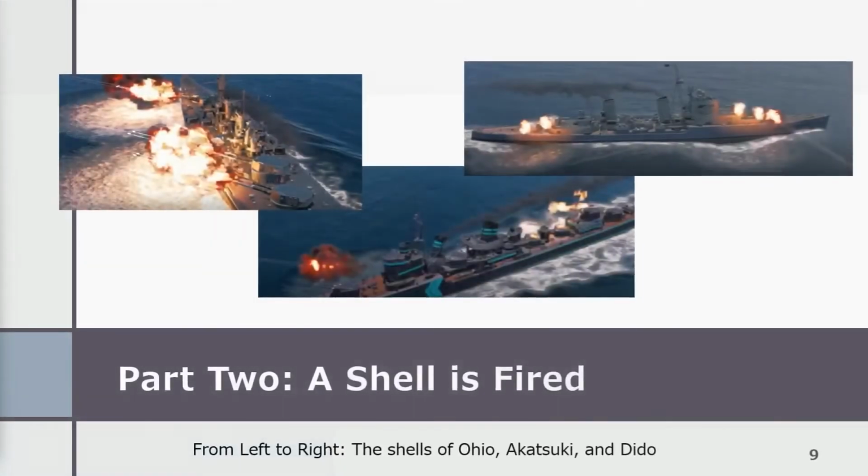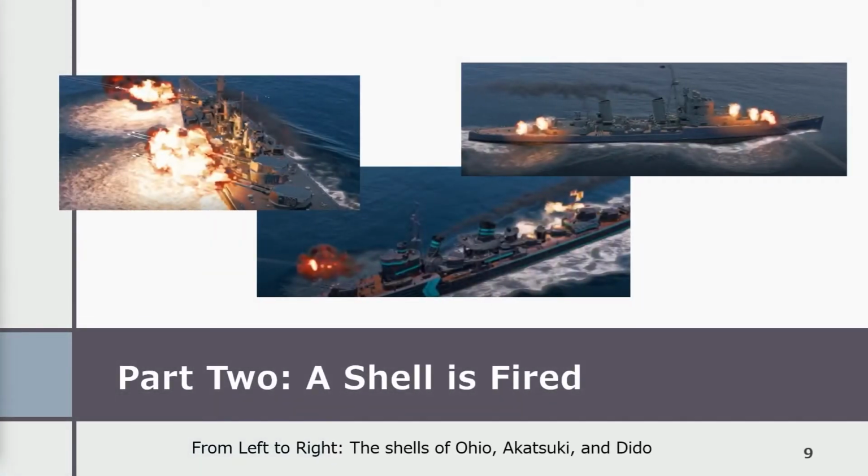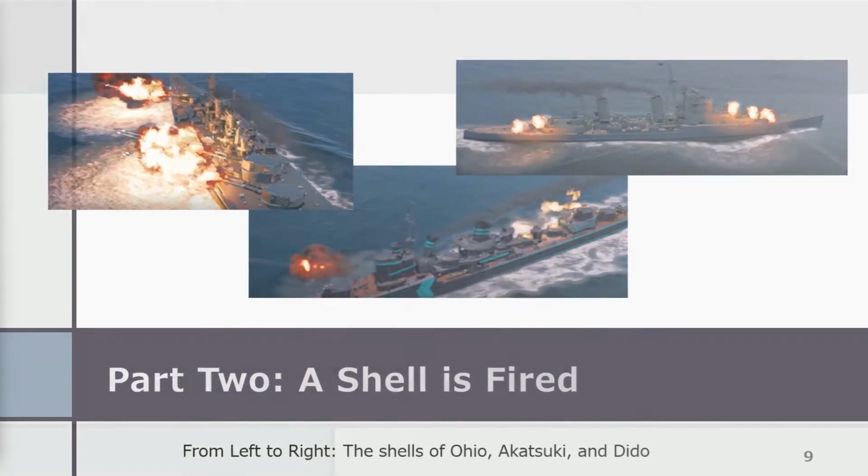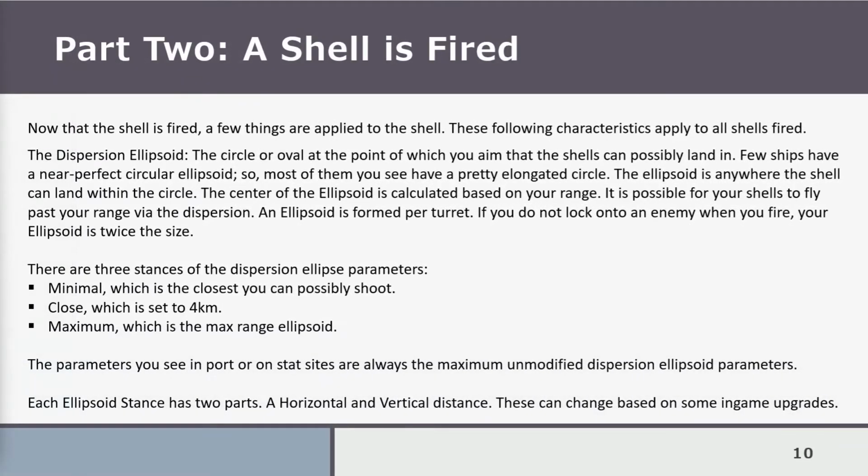So, part 2. A shell is fired. From left to right here, we have the shells of Ohio, Akazuki, and Daido in action. So, once the shell is fired, a few things are applied. The first thing that applies in the calculations is the dispersion ellipsoid. It's a circular or oval area at the point at which you aim that the shells can possibly land in.